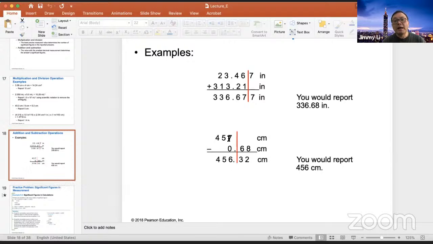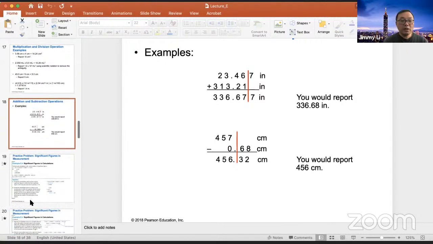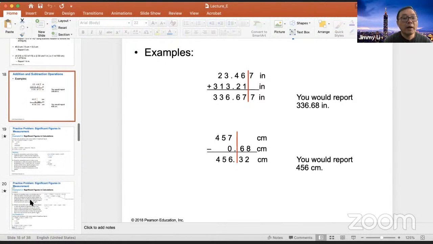Now you can see I mentioned to you here that the first term has no decimal place. That's why your final answer has no decimal place. Your final answer is going to be 456, because the 0.32 gets dropped because it's less than 5. Any questions here? Feel free to bring that to discussion in the Zoom class.